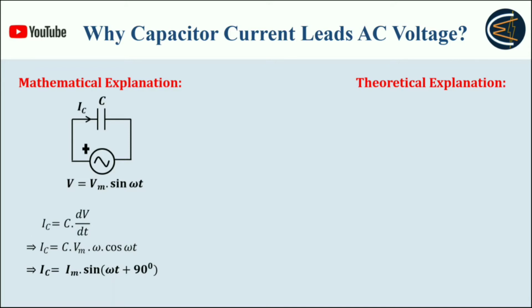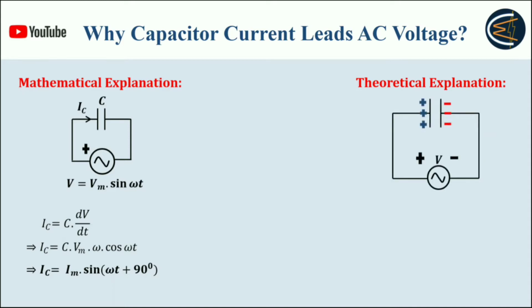From here it is very clear that the current is leading with respect to voltage, because here V equals Vm sin omega t, but in the current expression it is omega t plus 90 degrees. That means it is leading. Now let's discuss the theoretical explanation.